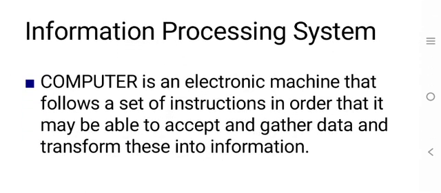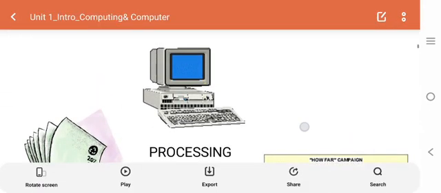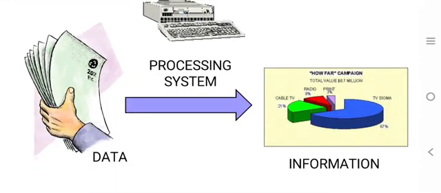So here the computer is an electronic machine that processes data according to instructions and produces useful information as output, called an information processing system. This diagram represents the information processing system. Here the data is converted into meaningful information.